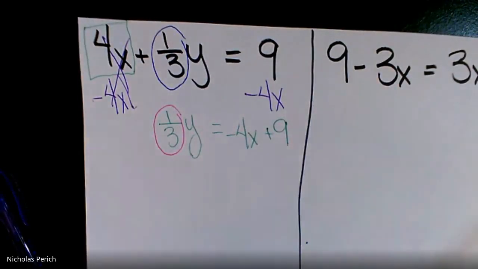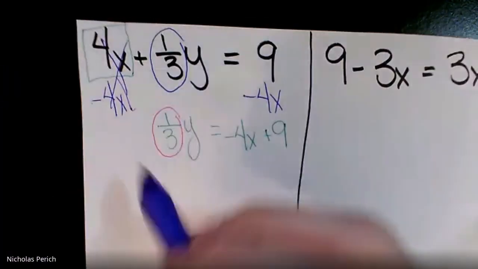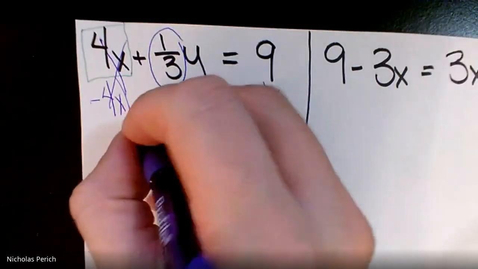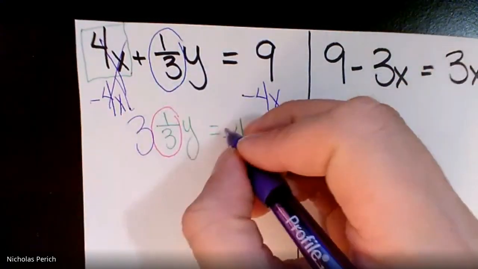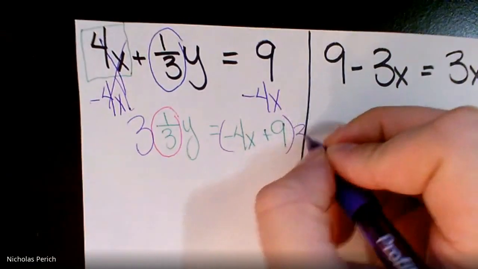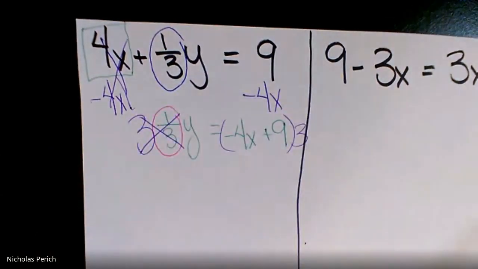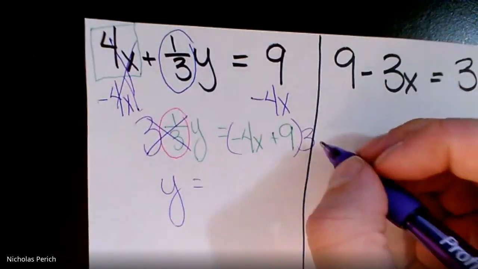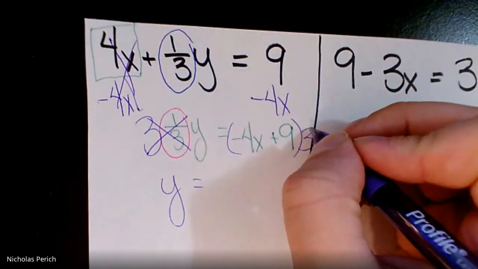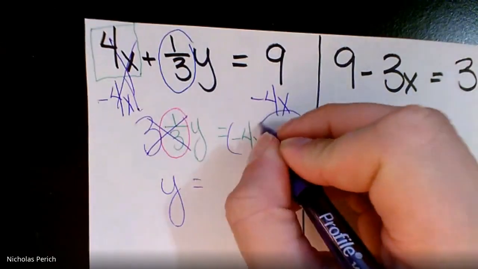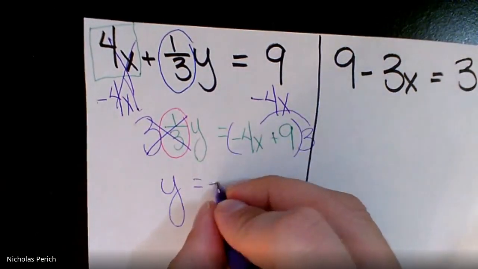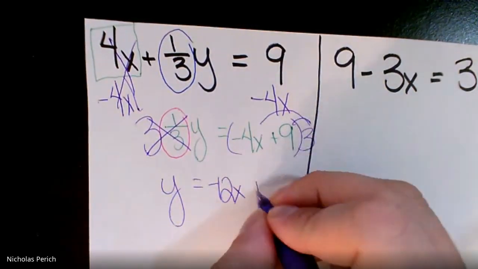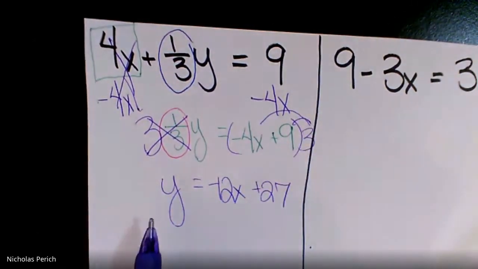Hooray! What's the reciprocal of 1 over 3? 3 over 1. And 3 over 1 is just 3. So I'm going to multiply both sides by 3. Cross you out. Drop down the y. Look what I have. Distributive property. It's just on the wrong side. Who cares? 3 times negative 4x is negative 12x. 3 times 9 is 27. Is y all by itself now?